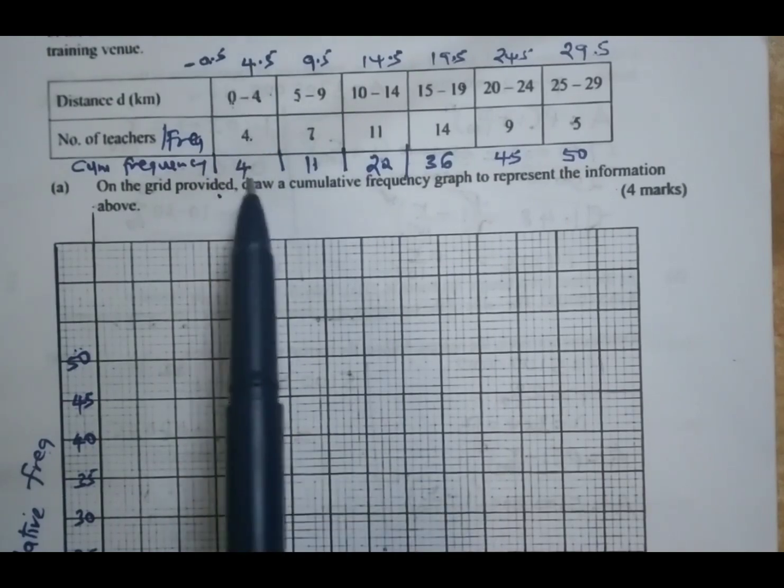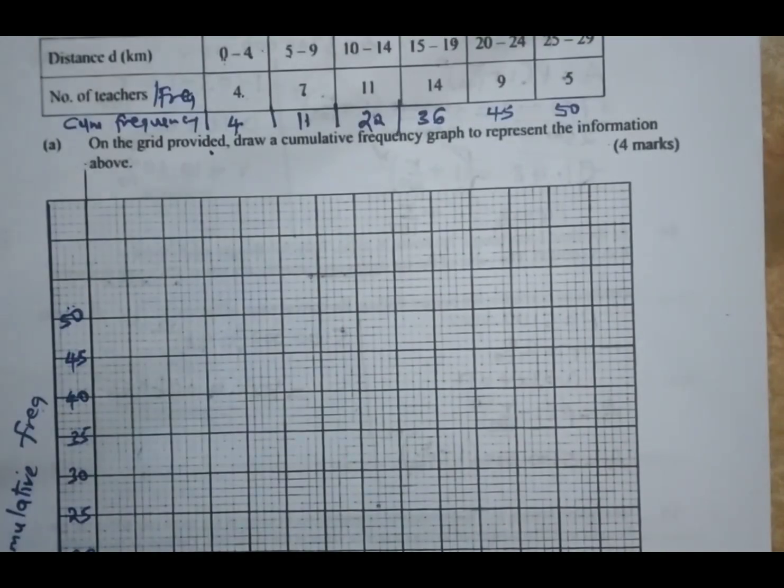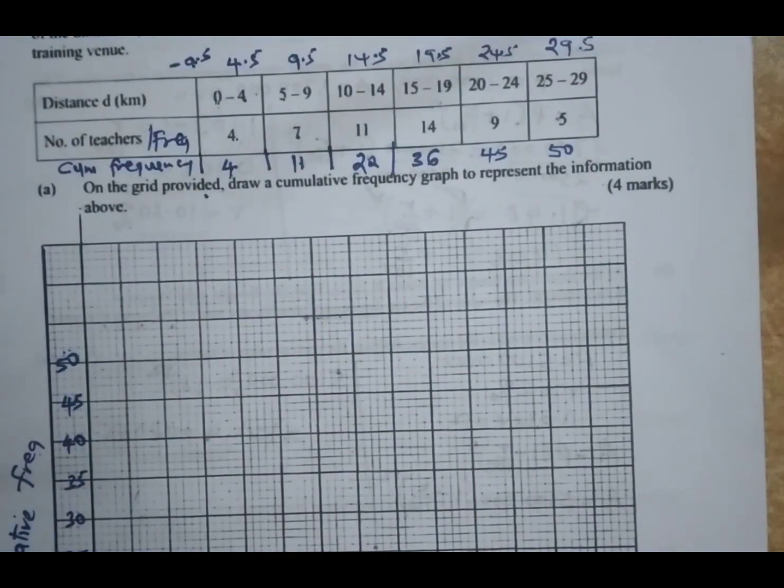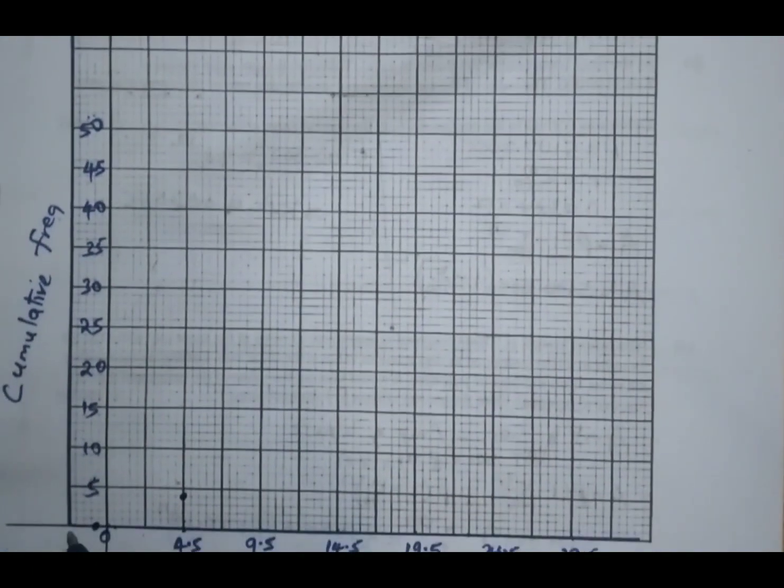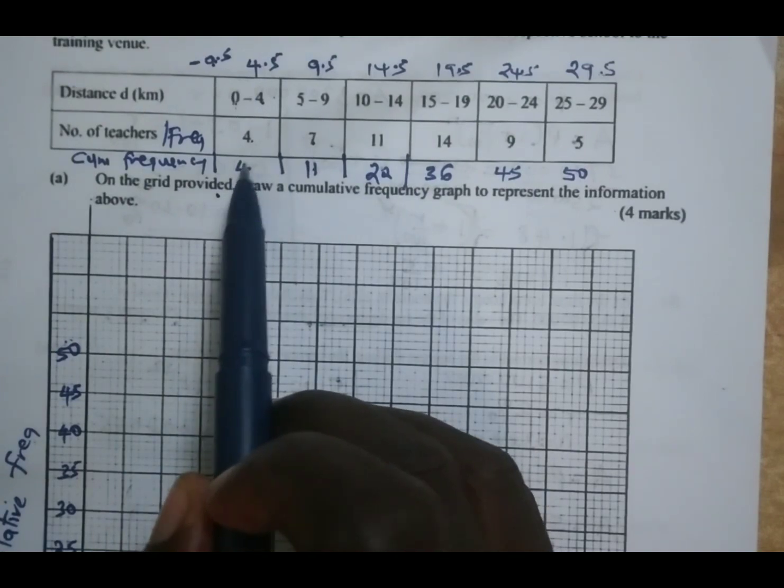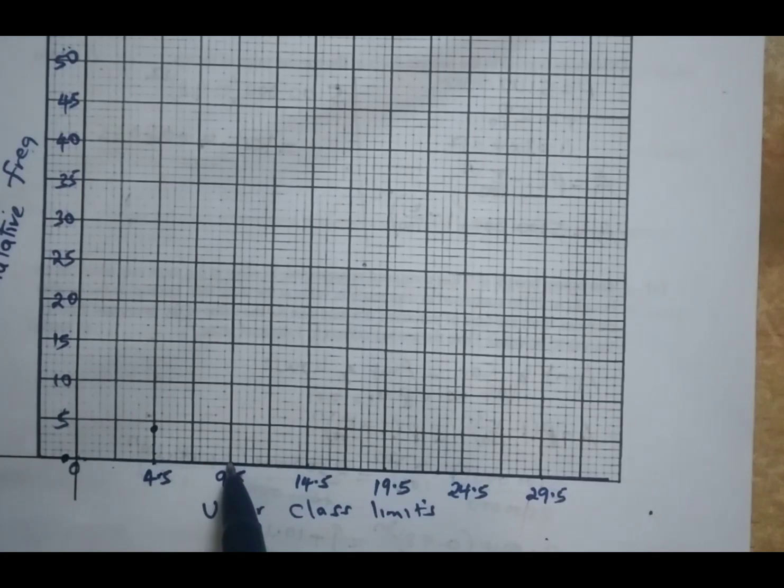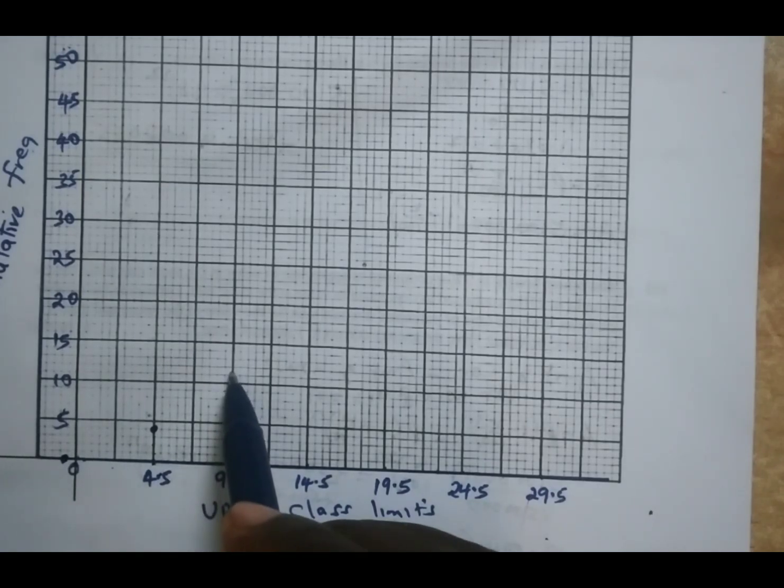At 4.5, the cumulative frequency is 4. That is, at 4.5, we have 1, 2, 3, 4. But remember, at the lower interval of negative 0.5, it's going to be at 0. So we begin from 0. Then at 4.5, we have a cumulative frequency of 4. Then at 9.5, we have 11. This is 10, and 11 is here.